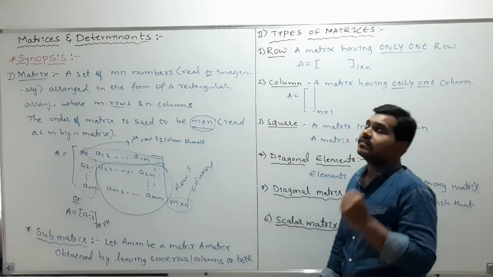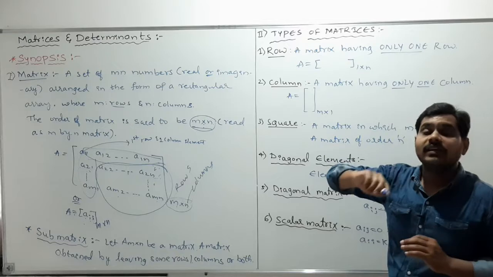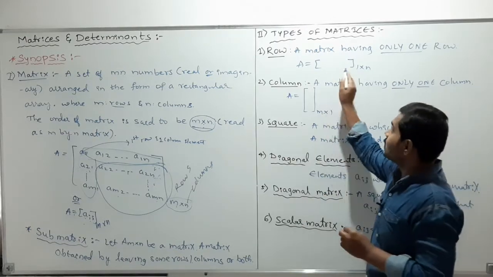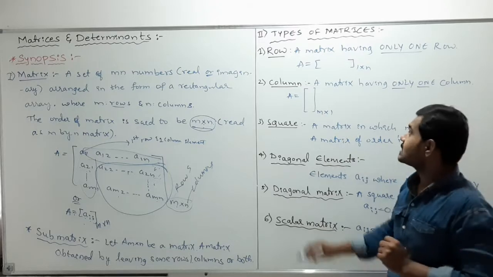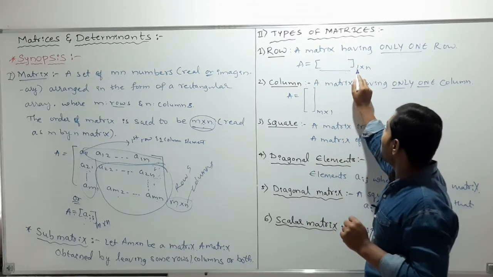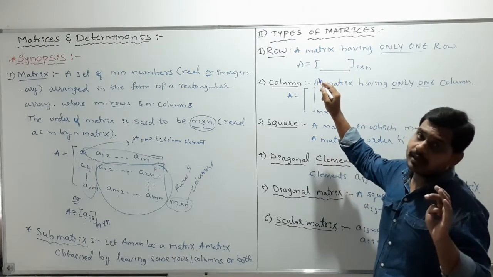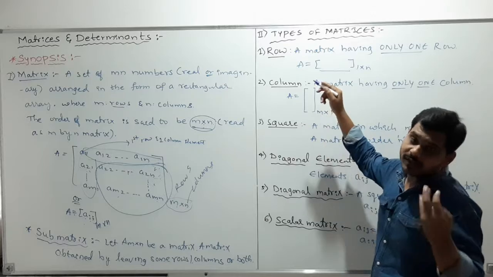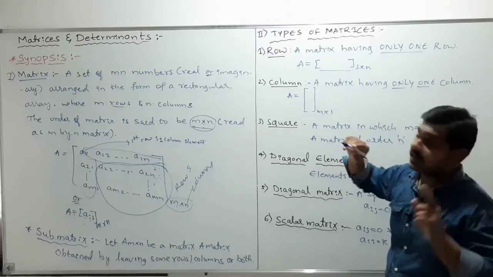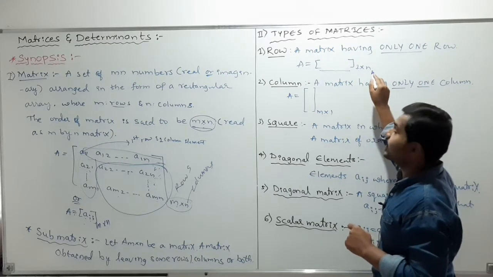The name itself tells you: a matrix having only one row is called a row matrix. Only one row will be there, so the order will be 1 cross n. The columns may be 10 or n in number, but the row must always be 1.